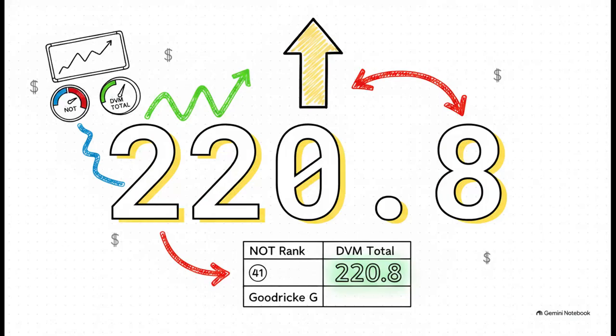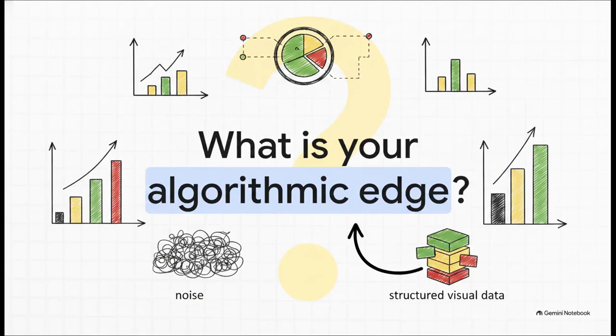And here is where that dual-layer logic gets truly fascinating. Notice the number 220.8. This is actually the highest DVM total visible anywhere in our view, and it belongs to Goodreek G. But wait, here is the catch. Goodreek is sitting all the way at the bottom of our list because it has a slightly lower NOT rank of 41. This brilliantly illustrates that while the NOT score drives the primary sort, the secondary DVM total acts as a powerful safety net to reveal hidden strength. The screener's complex logic flags Goodreek as a massive aggregate powerhouse, even if it didn't strictly win that primary sorting filter.